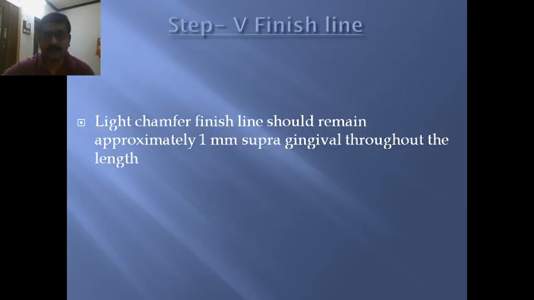Now we have to prepare the finish line. So two things we have to see: where we have to make the finish line and what type of finish line we have to make. We are going to make a light chamfer finish line that is approximately 1 millimeter supragingival throughout the length.